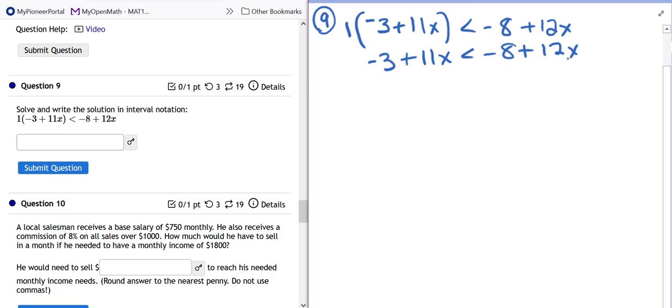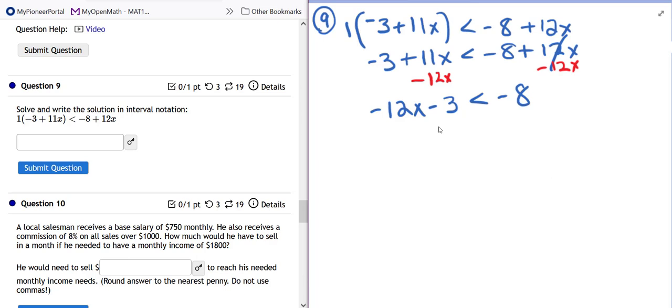Now, for inequalities, I would keep the variable on the left, because if you have to graph or do interval notation, that will make it easier. So I am going to subtract 12x, even though that will give me a negative. Right, so I have negative 12x. I'm just going to switch this order, which is fine to do. Right, I'm going to take off the 3, so you're going to add a 3 to both sides. So negative 12x is less than a negative 5.